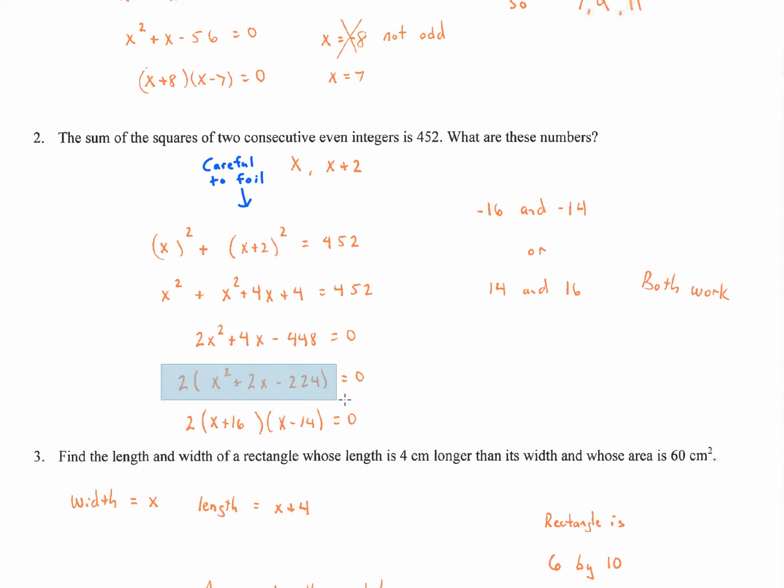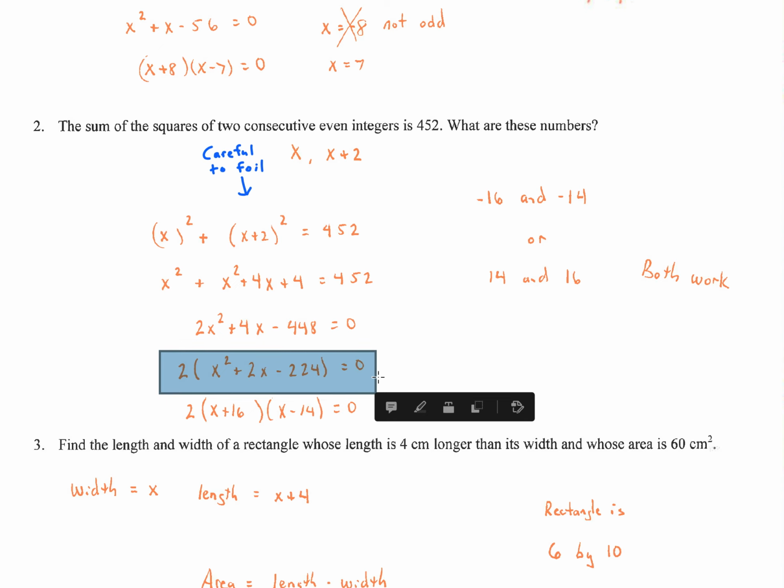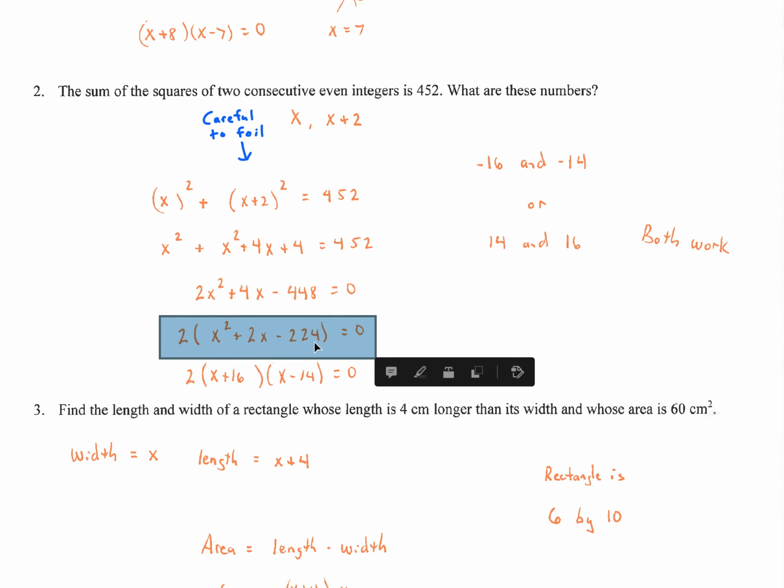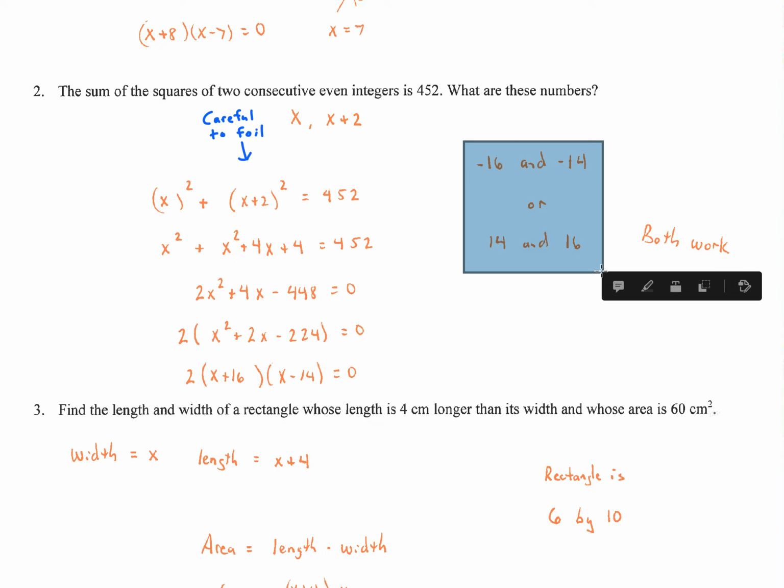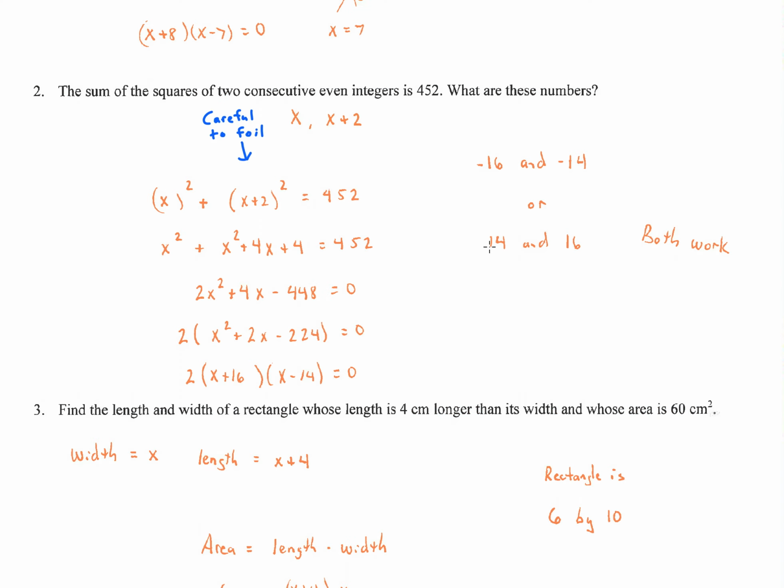and then I factored out a 2, and then I thought about factors of 224 that have a difference of 2, and I got 16 and 4. And in this case, when you check your answers, both of those are consecutive even numbers, and the sum of their squares is 452. You can just check, take 14 squared plus 16 squared, and they're equal to 452.